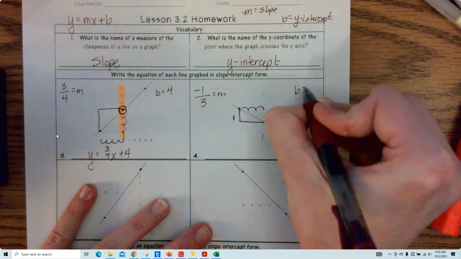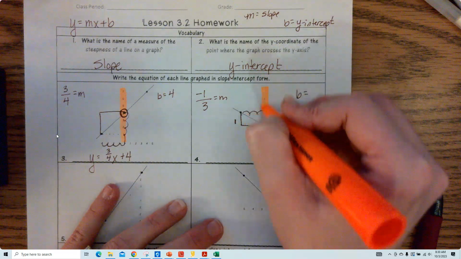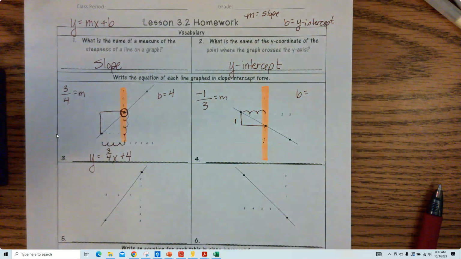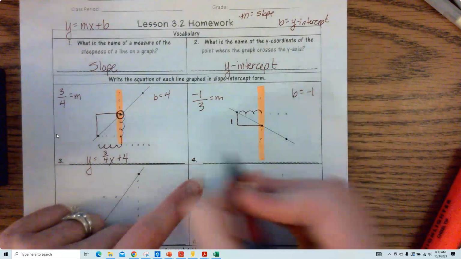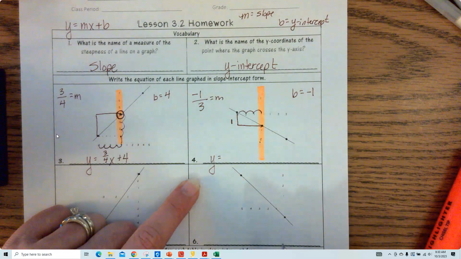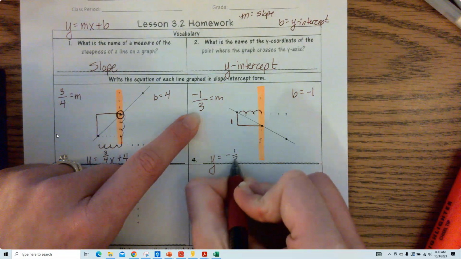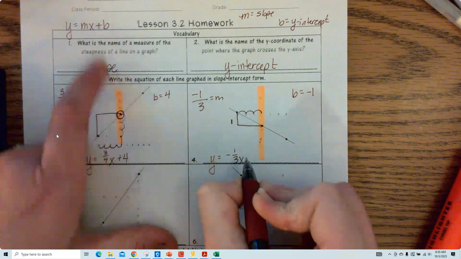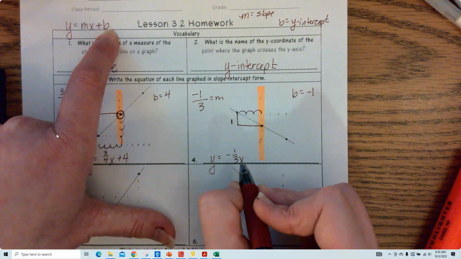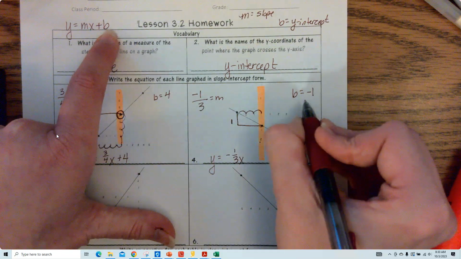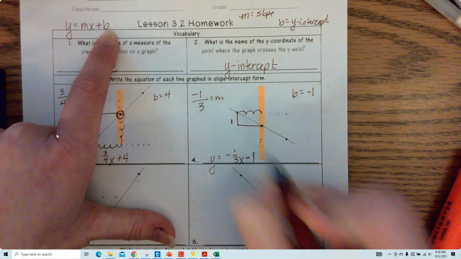All right, y-intercept. So where does it cross? The y-axis is here. So where does it cross the y-axis? -1. All right, we always start with y equals. Slope goes first, so -1/3. Tack on the x. We're just using this format, and we're changing the m to a number and the b to a number. B, though, is a -1. So I'm not going to do plus -1, just -1.